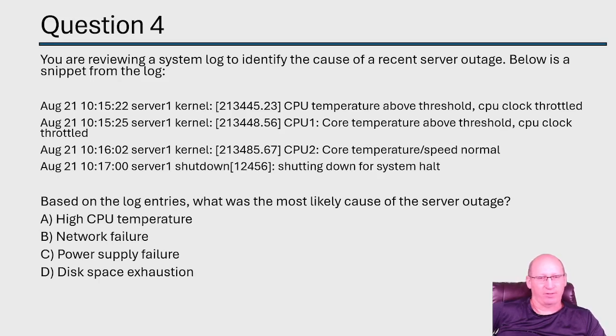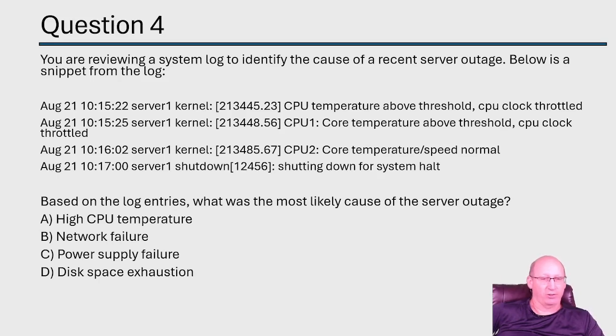CPU temperature above threshold. CPU clock throttle, meaning the clock of the CPU has actually been downplayed so that it will hopefully decrease the temperature. That's the goal. Core temperature above threshold, CPU clock throttle. We see that happening again with the second CPU, meaning it's most likely within a server. And then we see CPU 2, core temperature speed normal. So we see the core temperature speed has been normalized. And then we see shutting down the system for halt, meaning it's shut down.